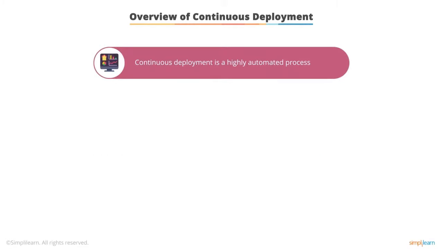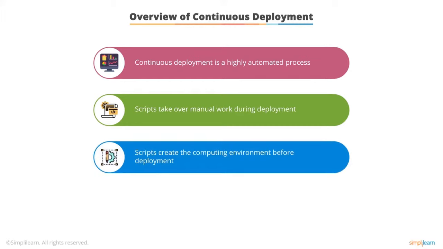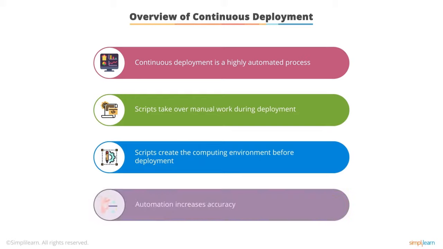For the most part, continuous deployment is a highly automated process that reduces the need for human interaction in the deployment process. Scripts take over most of the work that used to be done by humans previously involved in the physical deployment of code. Not only does automation copy code from one computing environment to another, the scripts will actually create the computing environments that need to be in place before you can move the code along. Automation reduces the time it takes to get code from developer to end user and increases the accuracy of the code that's being produced. Continuous deployment makes sure that the right code is in the right place at the right time.